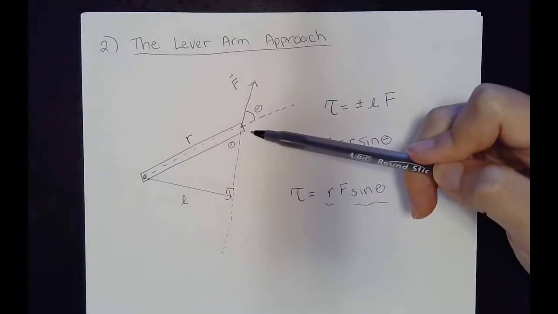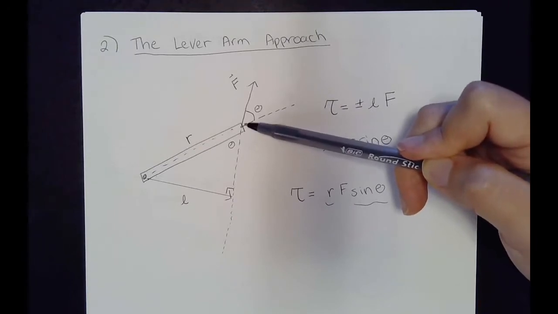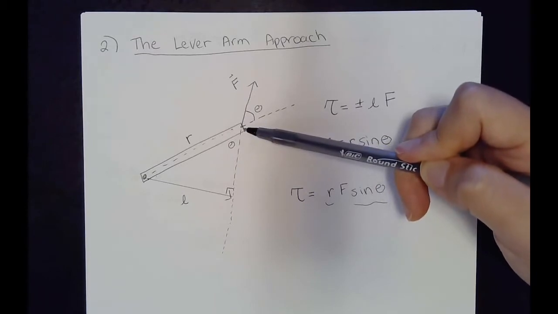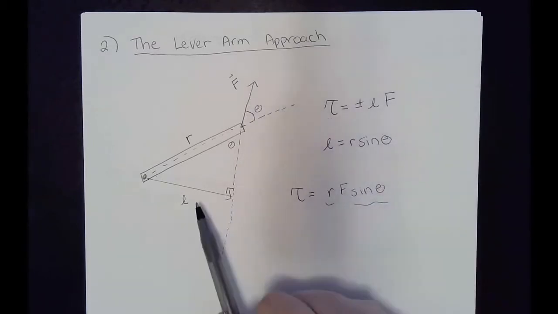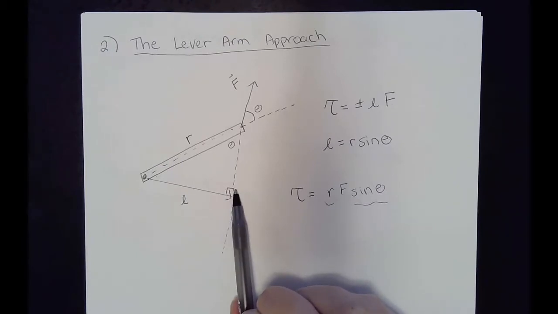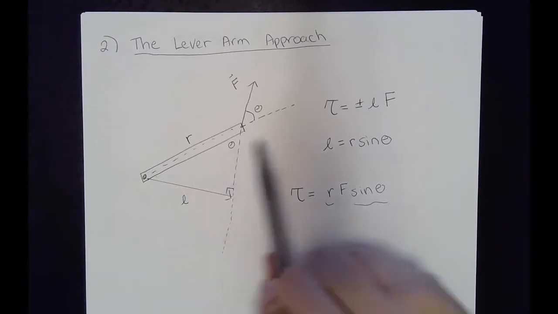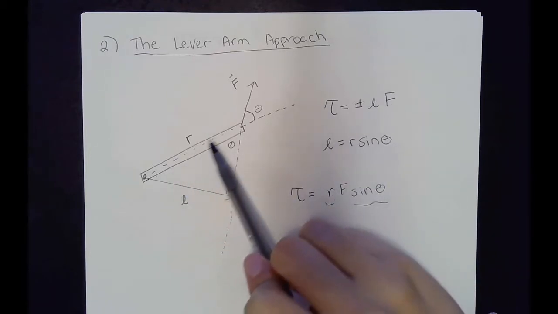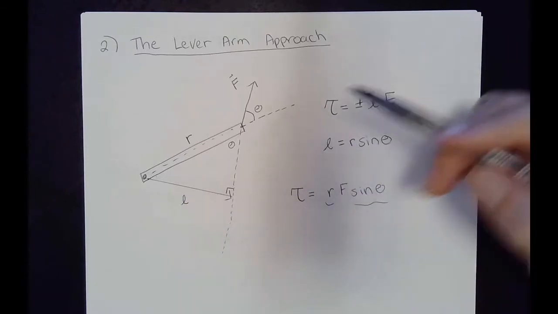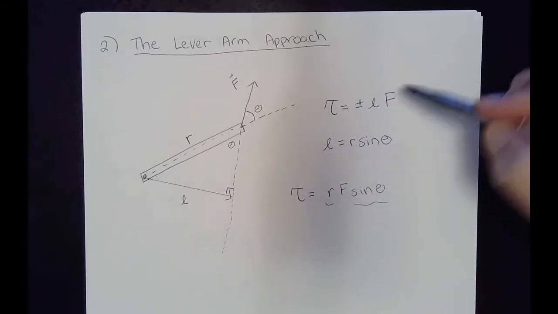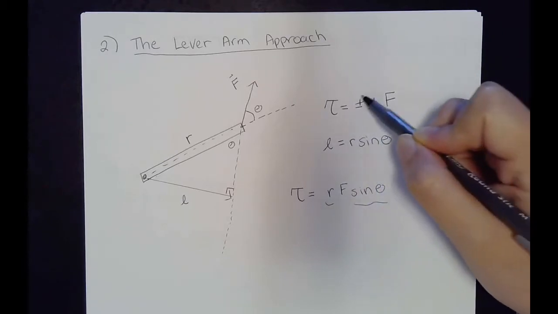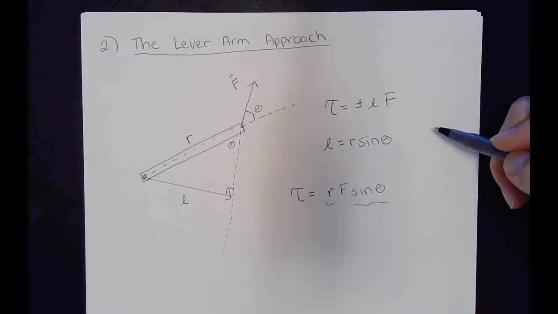The line of action of a force is a line that extends infinitely in both directions through the point of action of the force. Now the lever arm intersects the line of action at a 90-degree angle. So the lever arm L equals R sine theta, and you can see that from using trigonometry on this triangle here. So now using this lever arm method, we have torque equals plus or minus L F, and still using the same sign convention as before.